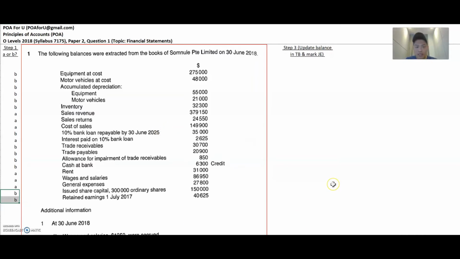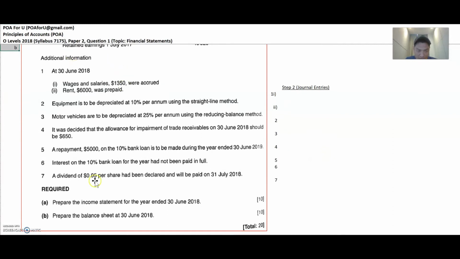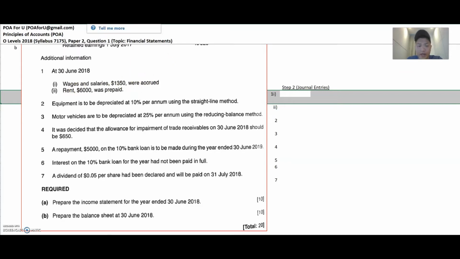Now let's go to the second step. Second step, you're supposed to look at all this additional information and figure out what the journal entries are. So let's look at this. For the first item, wages and salaries were accrued of this amount, which means that they're still owing and you need to accrue for it. And in the current new syllabus 7087, this would mean that you would debit wages and salaries and credit wages and salaries payable.